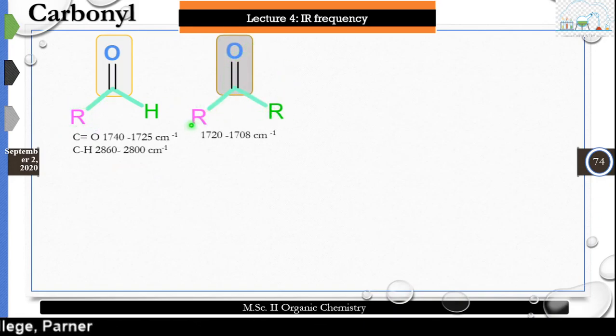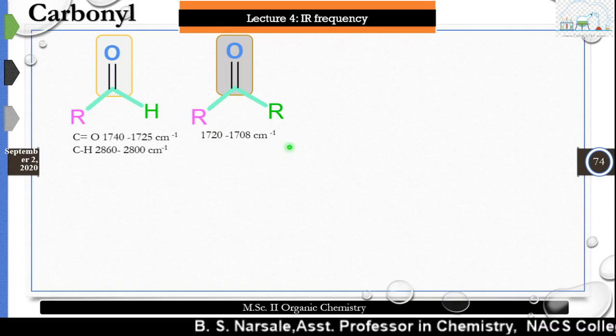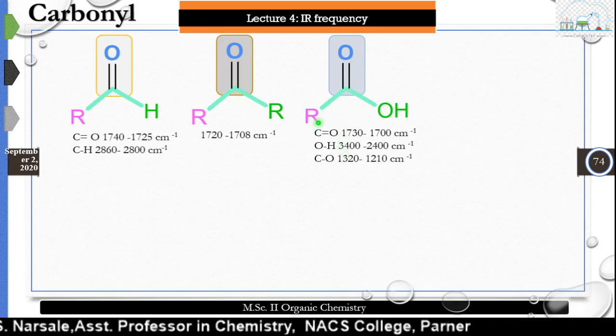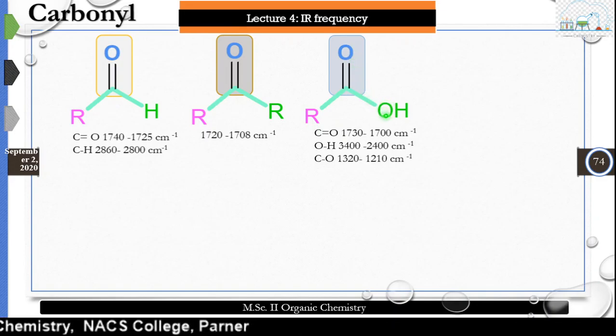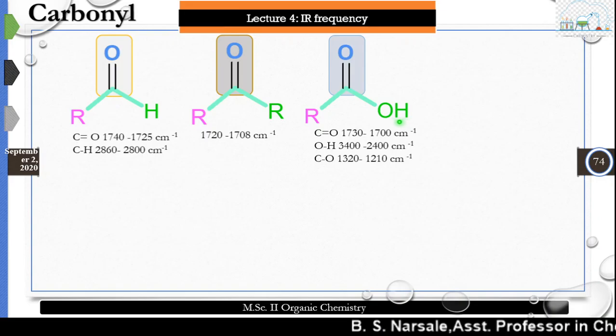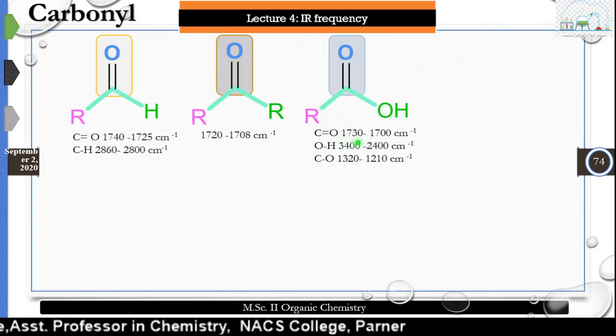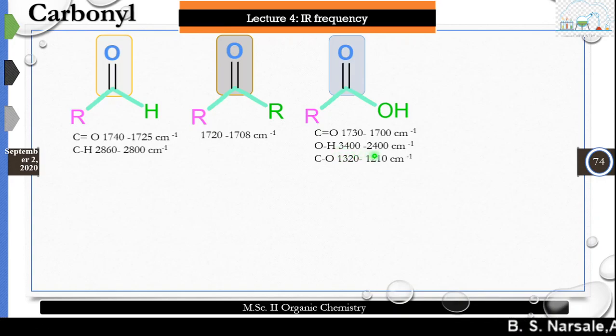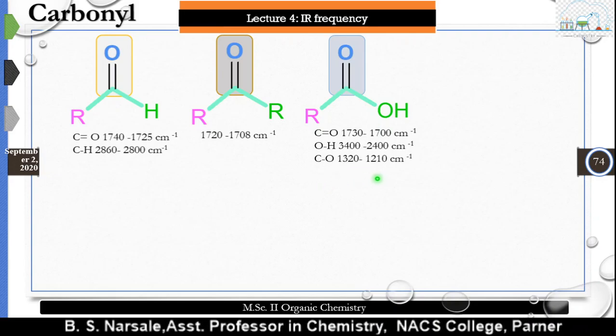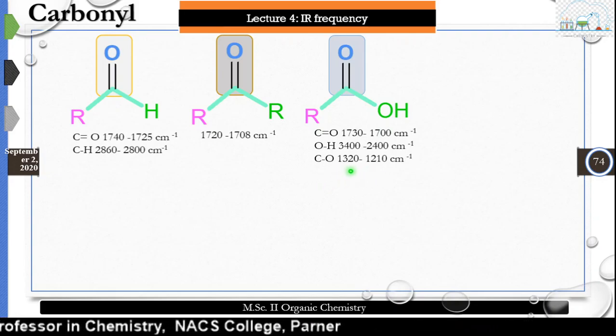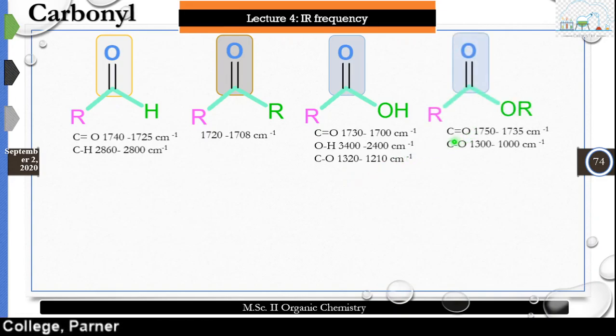The second one is a ketone. Ketone molecules have the specific carbonyl stretching frequency in between 1720 to 1708 centimeter inverse. The third one is the acid functionality, C double bond O-OH. Here there are three IR stretching frequencies. The first one is the carbonyl stretching frequency, the second the OH stretching frequency, and the third the carbon-oxygen stretching frequency. The carbonyl is in between 1730 to 1700 centimeter inverse, and OH is higher, mostly 3400 to 2400, but most of the time greater than 3000 centimeter inverse. The C-O linkage, like an ether linkage, is present between 1320 to 1210 centimeter inverse.